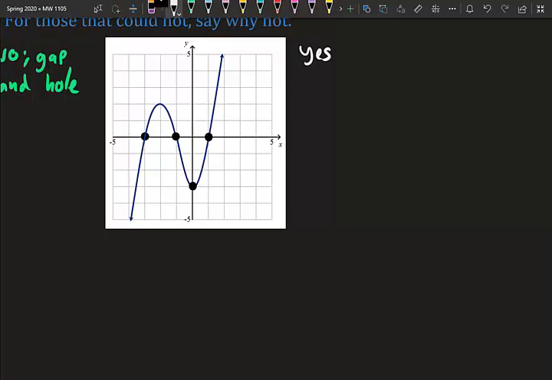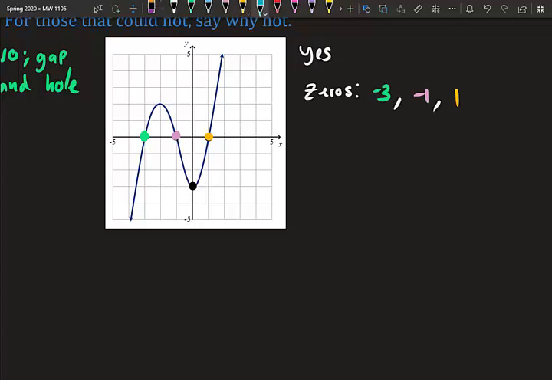Since it is, let's go ahead and list our zeros. So our zeros are the points where they cross the x-axis or touch it. So our first one here, we have negative 3. Our next one, we have negative 1. And then our last one, we have positive 1. Since it's asking what are the zeros, it just wants the number, not the point.